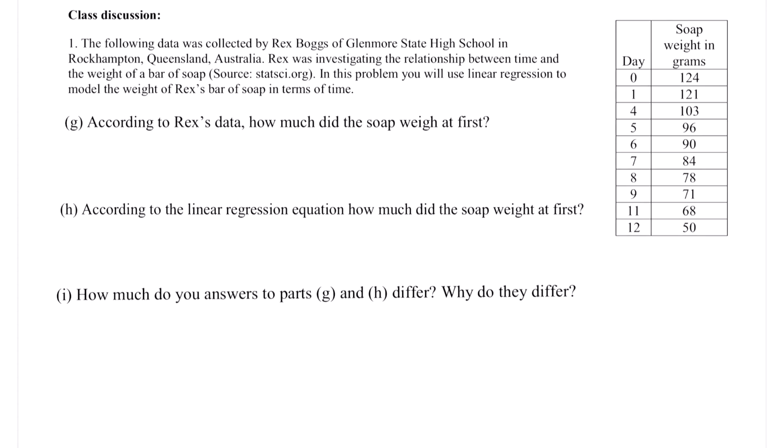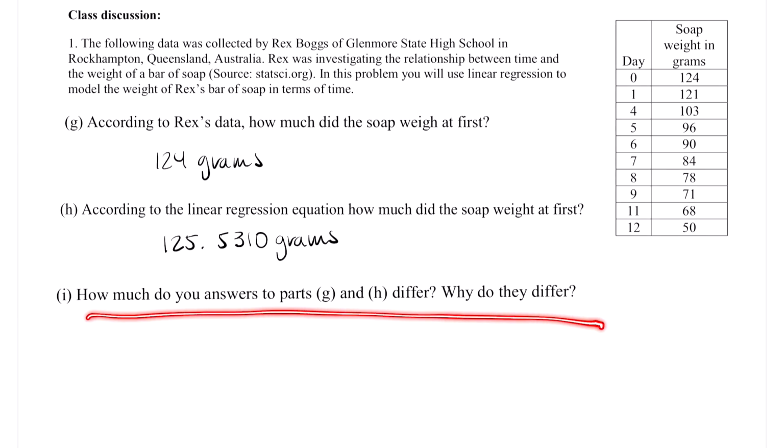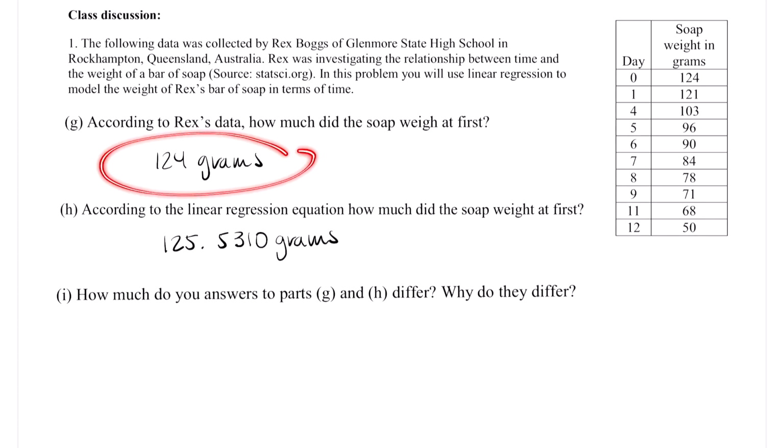Next, according to Rex's data, how much should the soap weigh at first? And if we look here at day 0, the soap weighed 124 grams. According to the linear regression equation, how much should the soap weigh at first? According to the linear regression equation, it weighed 125.5310 grams. How much do our answers vary in parts G and H? So if you notice, here's our starting weight, and here's the weight from our model, and the starting weight is about 1.5 grams less.